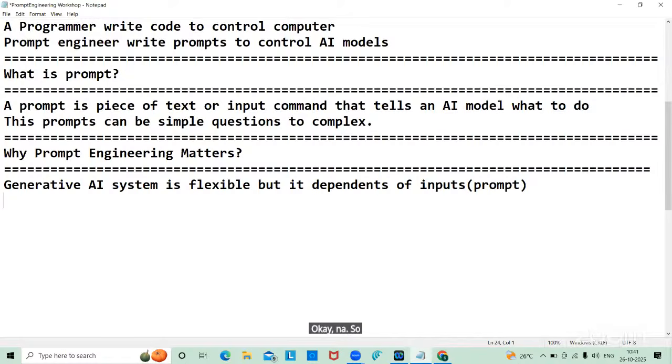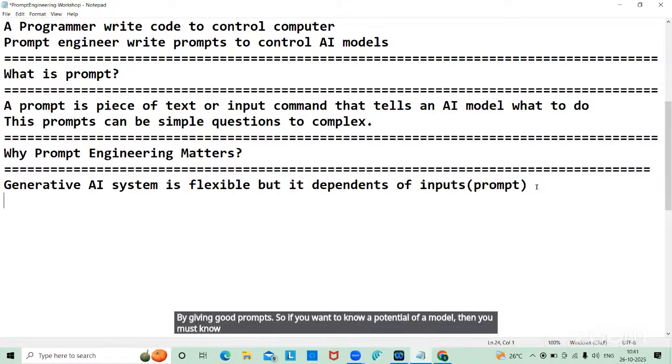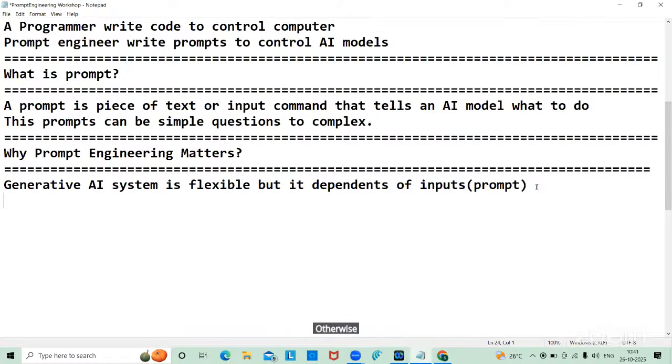Based on the prompts, you can see what exactly that person knows, their potential, by giving good prompts. So if you want to know the potential of a model, then you must know prompt engineering. Otherwise, you cannot get what you are expecting. So that is why prompt engineering matters.